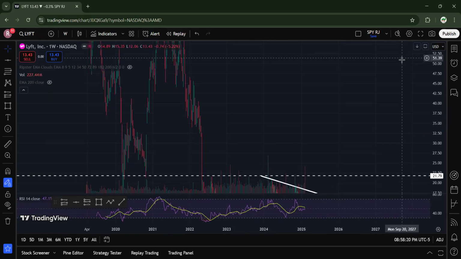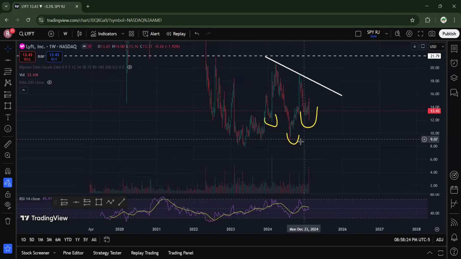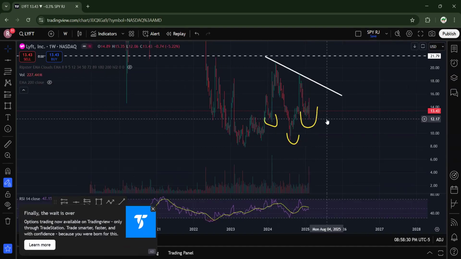All right, and where does it kind of not work? If you were to get in now, it wouldn't work. It really would need to drop back down here, to be honest with you. So yeah, this looks like more upside than anything. But that's an inverse head and shoulders.